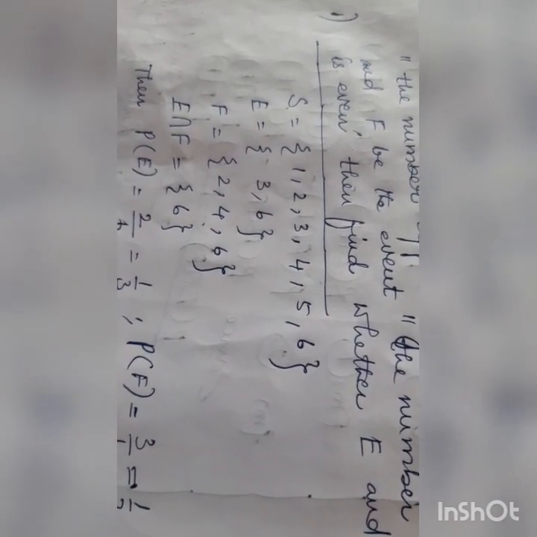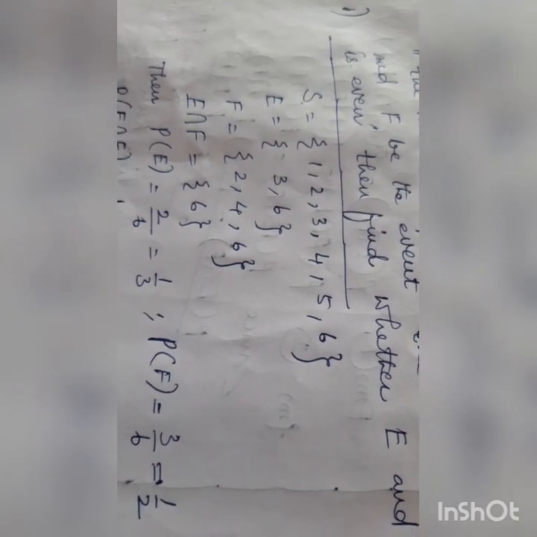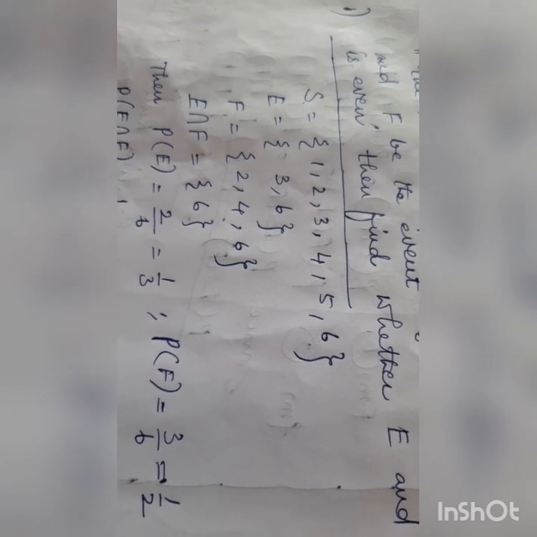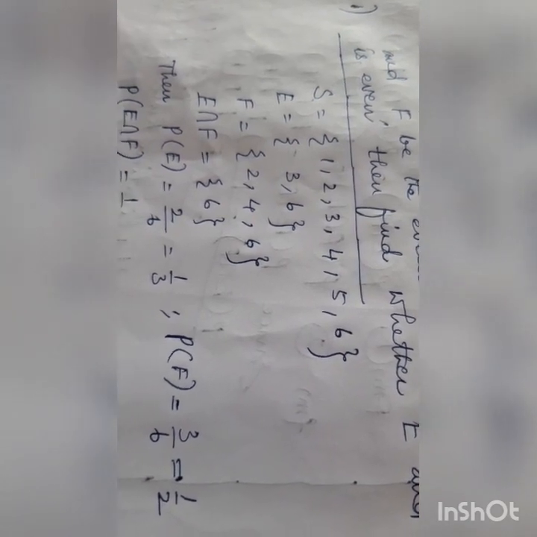So first one is, a die is thrown, E is the event, number appearing is a multiple of 3, and F be the event, the number appearing even, then find whether E and F are independent. It's very easy. So die thrown. What is S? 1, 2, 3, 4, 5, 6. What is E? Multiple of 3: 3, 6. What is F? Even numbers: 2, 4, 6. What is E intersection F? 6. That you know.